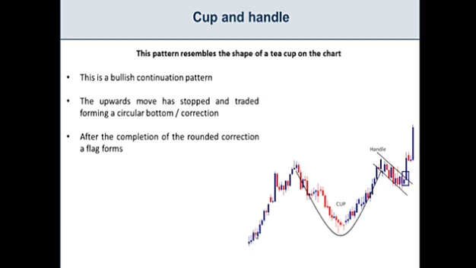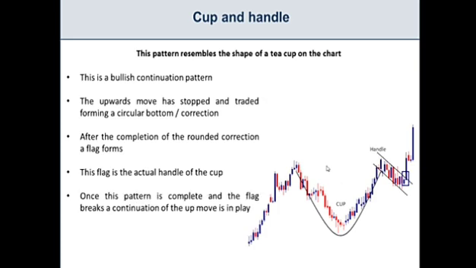You can see here that we are in an up move, and here we start to make the rounded correction. The rounded correction ends when we hit this high right here. When we hit this high, a flag forms, and the flag is the actual handle of the cup. Once this pattern is complete and the flag breaks, we have a signal to go long on a very strong bullish play. And of course, this pattern is very easy to spot because it jumps right out at you, because it resembles a teacup on your chart.